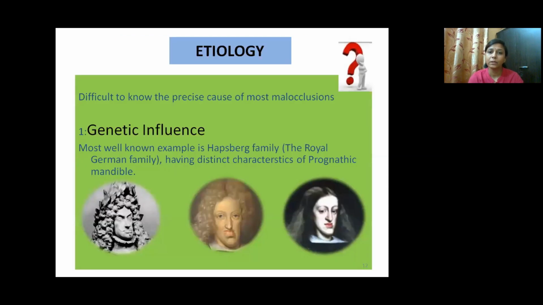Coming to the etiology, what are the factors associated with it? As I said, it has very much genetic influence, and the most well-known example is the Habsburg family, the Royal German family, having the distinct characteristics of prognathic mandible. As you can see in these pictures, they have a very prominent mandible with a prominent chin and typical concave profile, giving the class 3 appearance.